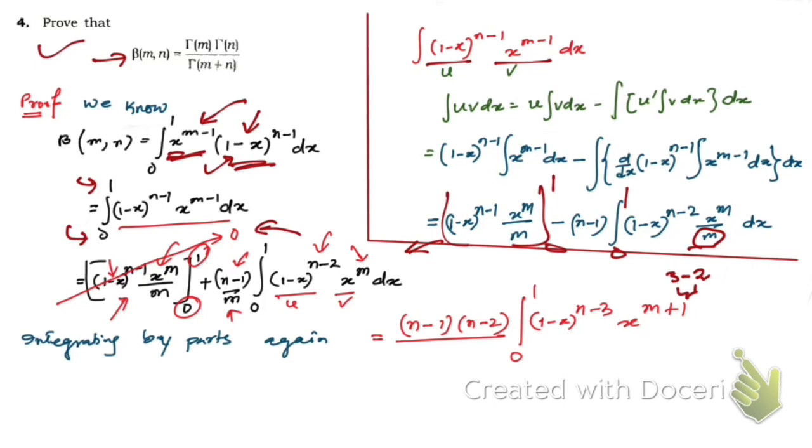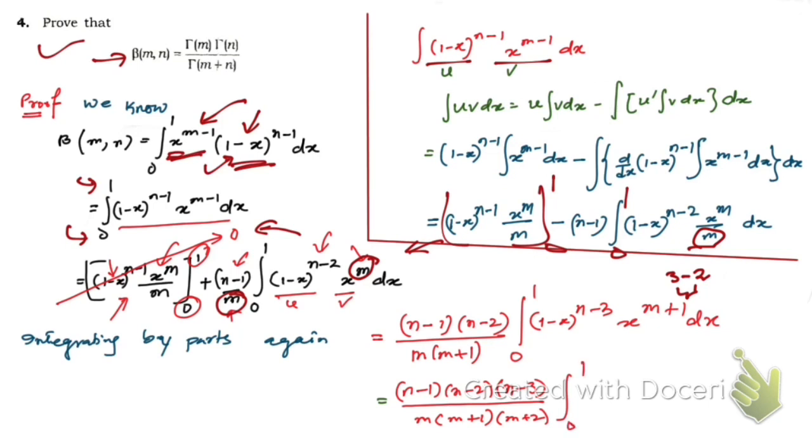So here you see, when you had m here, you have got m here. So now we have m plus 1, here dx. So here we can write m into m plus 1, right? If you continue this integration, the next step you will get n minus 1 into n minus 2 into n minus 3, and by m into m plus 1 into m plus 2, and integration 0 to 1, 1 minus x to the power n minus 4, and x to the power m plus 2 dx.